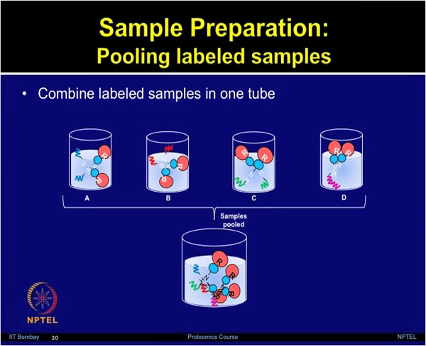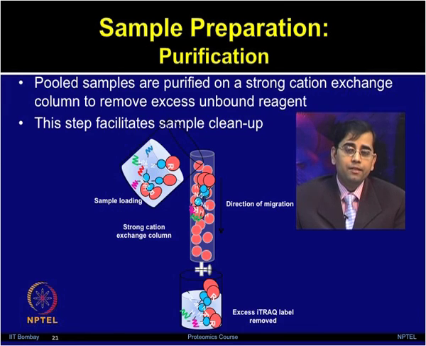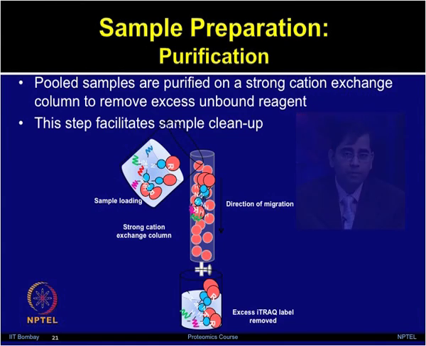Now, combine these labeled samples in one tube, so that later sample processing will not have any manual artifact. So, the labeling is performed separately, but after that all the labeled samples are pooled in one common tube. Now, these pooled samples can be further purified on a strong cation exchange column, so that excess unbound reagents can be removed. This is an optional step, but it does help in proper cleaning and getting a better signal. Although not essential, it is recommended to perform this step.